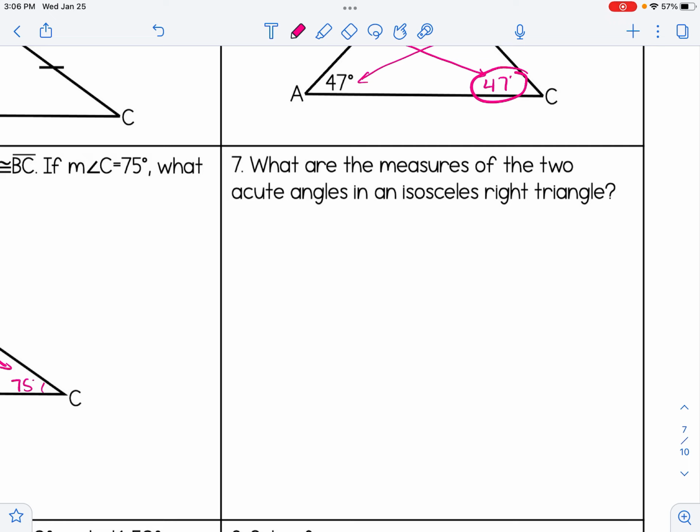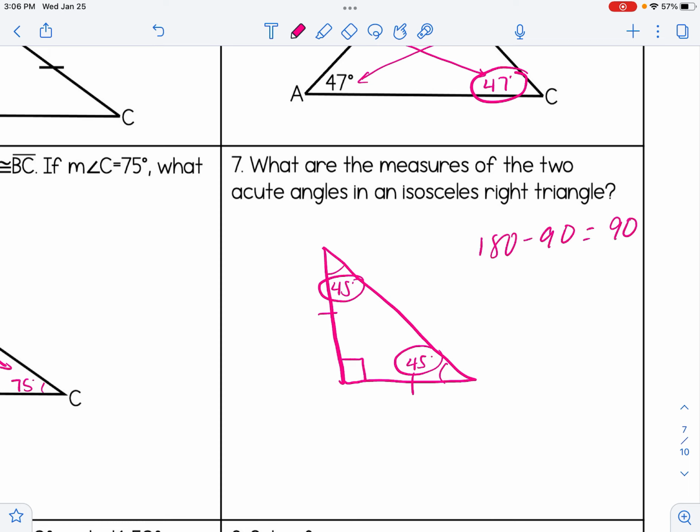Number 7, what are the measures of the two acute angles in an isosceles right triangle? Okay, so I'm going to draw this out to take a look at it as a visual. If it's isosceles, we know 2 equal sides. If it's a right triangle, we know that one of the angles is 90 degrees. These other 2 angles are going to be our congruent ones. So I know they are each going to have a measure of 45 degrees because the triangle itself has to add up to 180 degrees, and those 2 have to be congruent. So basically what I'm doing is I'm taking 90 away from 180 and then splitting it amongst the 2 base angles to get each one with a measure of 45 degrees.